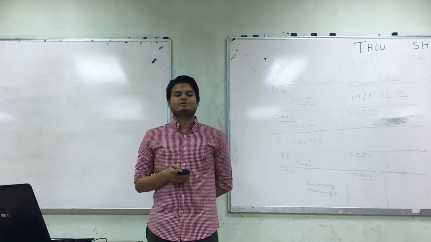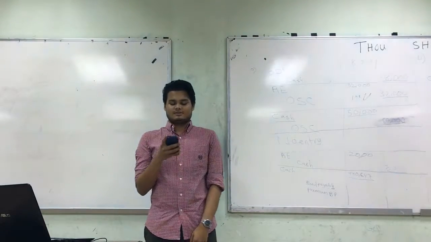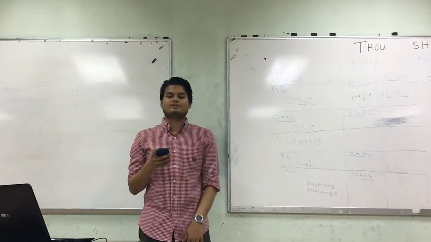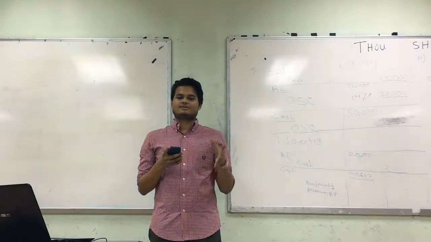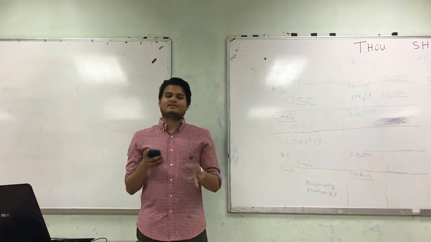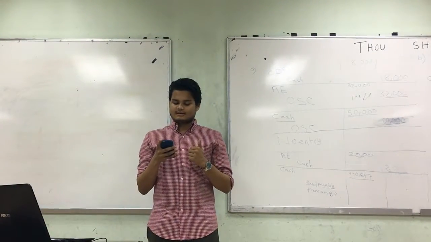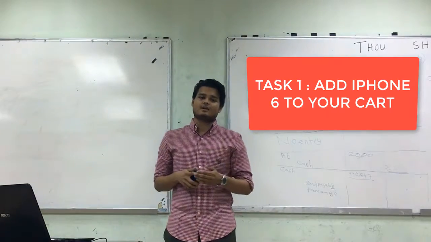So I'm going to talk about the third interview. For the third interview, we used the codename Rambo 3. He was given 3 tasks based on the same scenario for all the interviews: his phone was broken down or had some problem, and he has to buy a new phone. The first task was to add iPhone 6 to his cart.